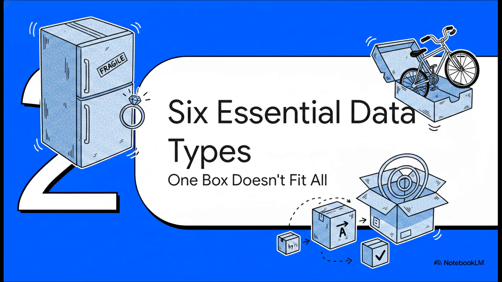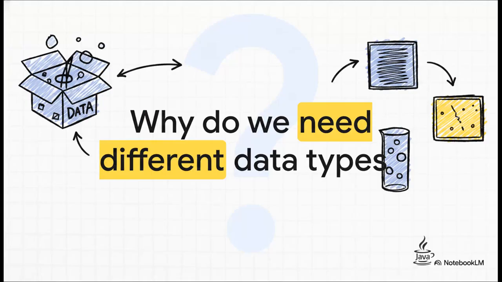Moving right along to section 2. The 6 essential data types, and why one box definitely doesn't fit all. We know what a variable is now, but think about this for a second. Why exactly do we need different data types? Like, why can't we just have one giant universal box called data and toss our numbers, our text, and our decimals all into the exact same container?